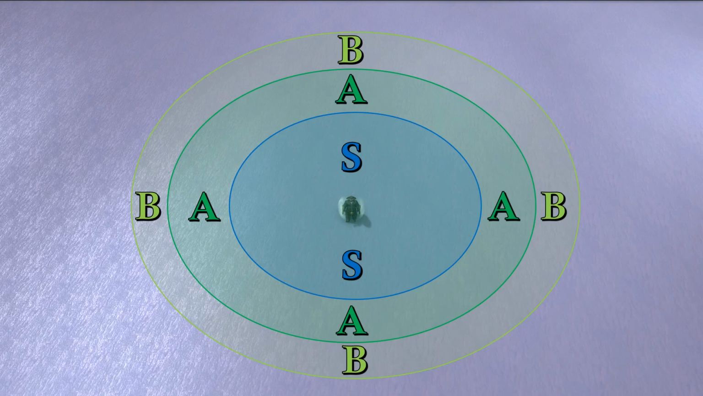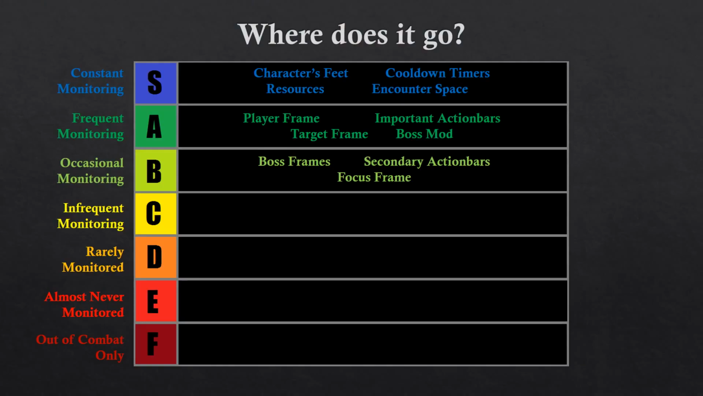So next we get to the B space, and the B space again moves a little bit farther out. And the B space is going to be things like boss frames, any secondary action bars, focus frames if you're somebody who uses a lot of focus macros, or if your raid likes that you focus and keep track of something. I know I've seen a lot of people do that. But those are the frames that you're not going to be checking constantly. It may be a quick glance up, but you're not going to be staring at them.